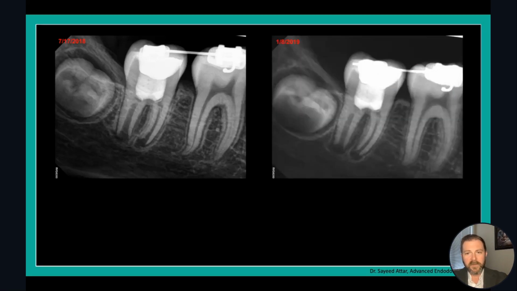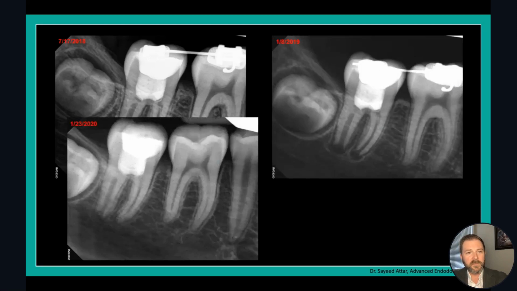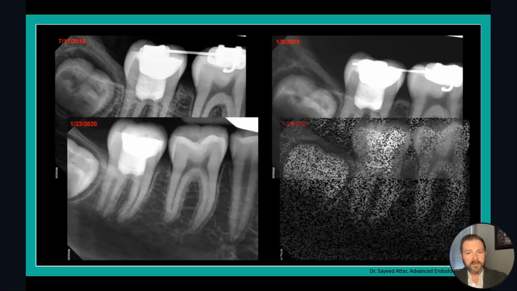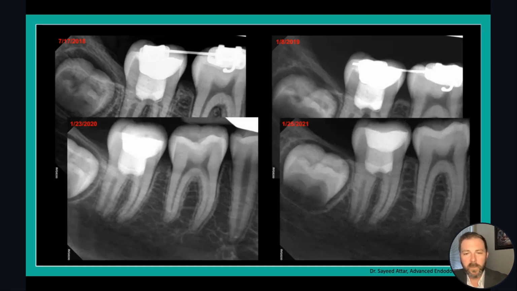And we continue to see it back in 2019. Again, those roots are further developed. We have a thicker layer of dentin this time. And moving into 2020, near complete formation of those root tips. And look at us here in 2021, pretty much complete formation of those root tips. They continue to develop in length and width.